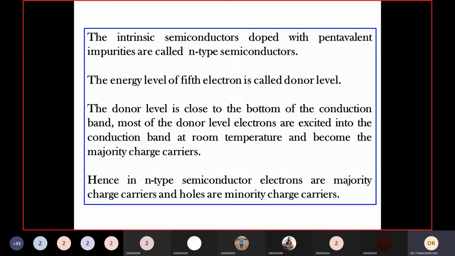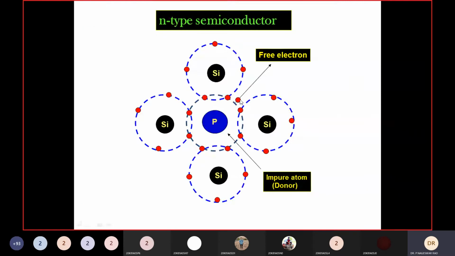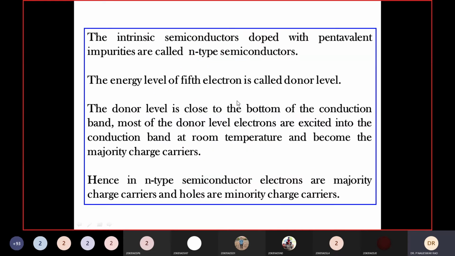These free electrons all occupy one energy level, the donor level. The donor level is close to the bottom of the conduction band. Most of the donor level electrons are excited into the conduction band at room temperature and become the majority charge carriers. Hence in an N-type semiconductor, electrons are the majority charge carriers and holes are the minority charge carriers.